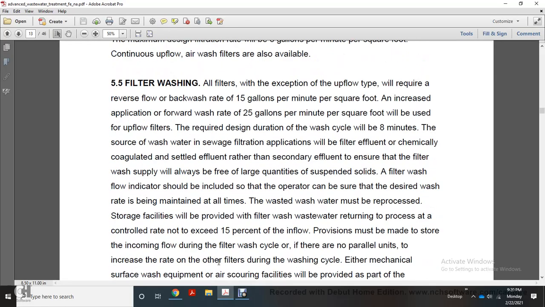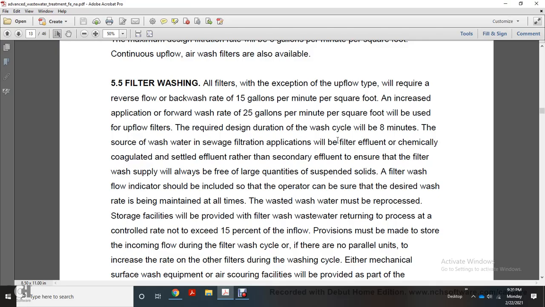Filter washing. All filters, with the exception of the upflow type, will require reverse flow backwash at a rate of 15 gallons per minute per square foot. An increased application forward wash rate of 25 gallons per square foot will be used for upflow filters. Required design duration of the wash cycle will be 8 minutes for the source wash water.